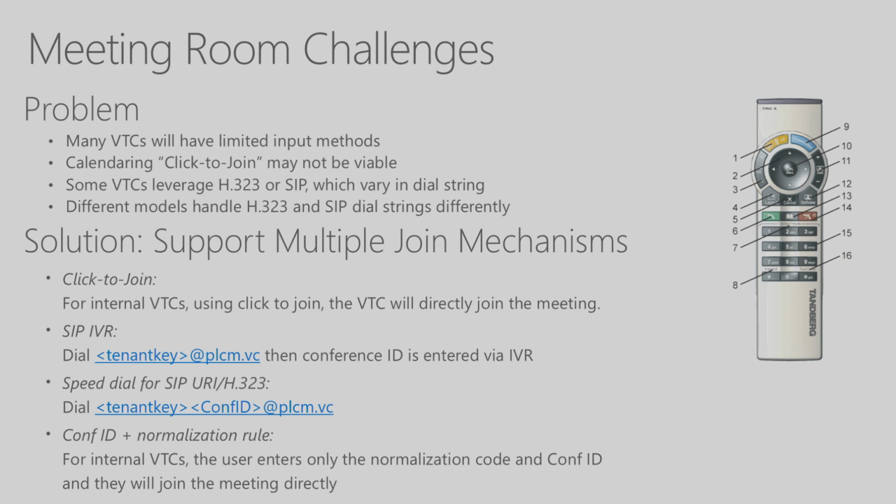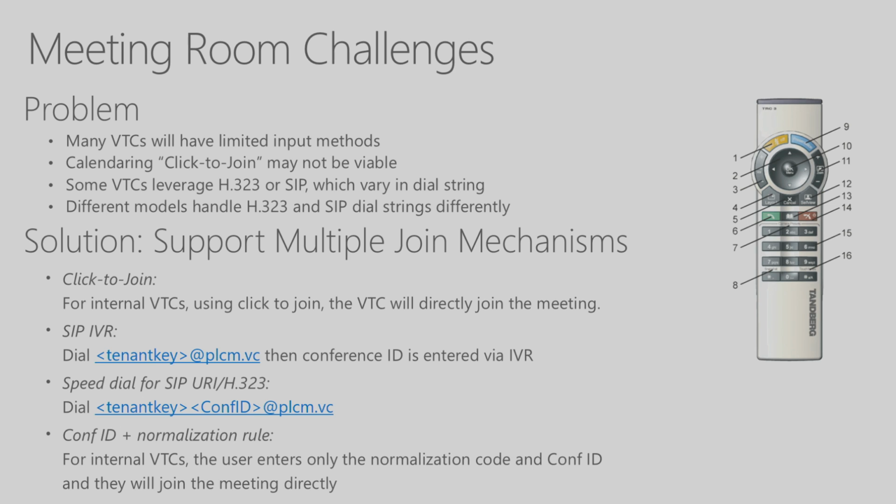So we looked at these different ways in which we can allow people to join the meetings. The other thing here is that in many cases, VTCs can be registered in multiple ways. So they could be registered with H323 or SIP or even TIP if it's a Cisco telepresence system. So we have a number of mechanisms to join the meeting. I'm going to walk through these one at a time.